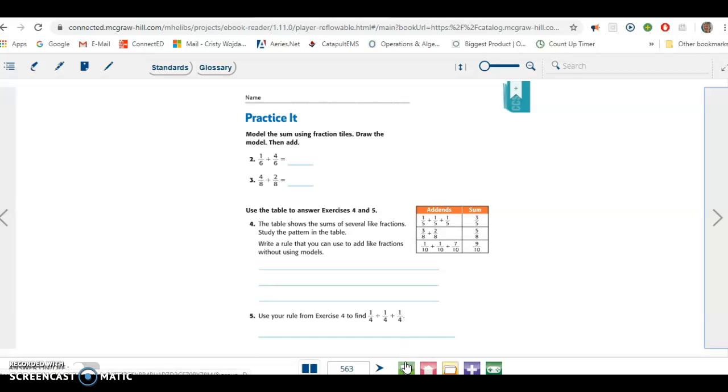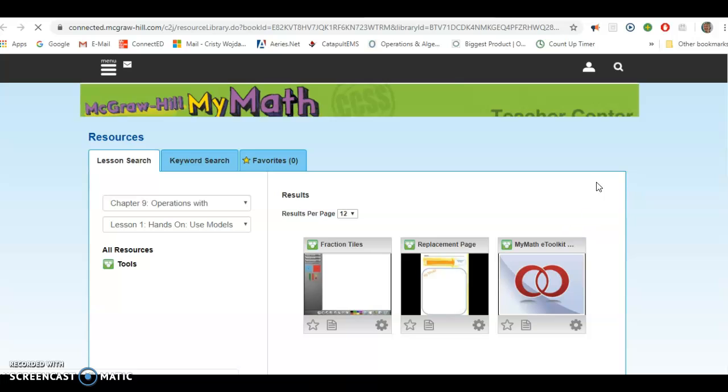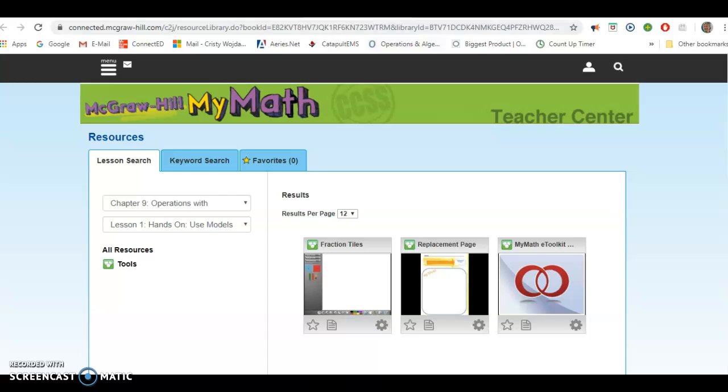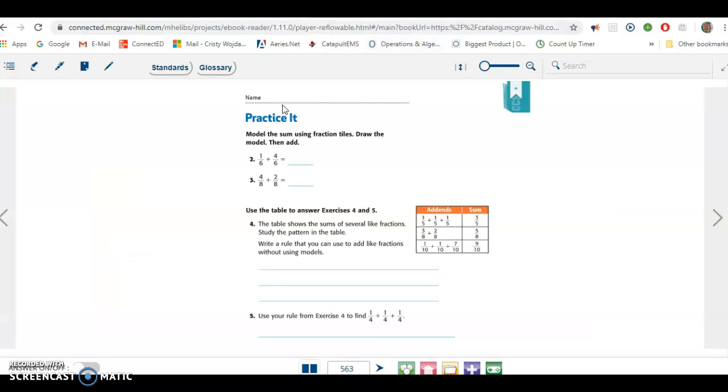The games only has fact practice for this, so I wouldn't encourage you to use that. But if you go to Tools, this little green box with the different shapes in it, I can click on that and it opens up a new window. And I did have to download Flash Player in order for these to work. But you'll see a tool that says fraction tiles.